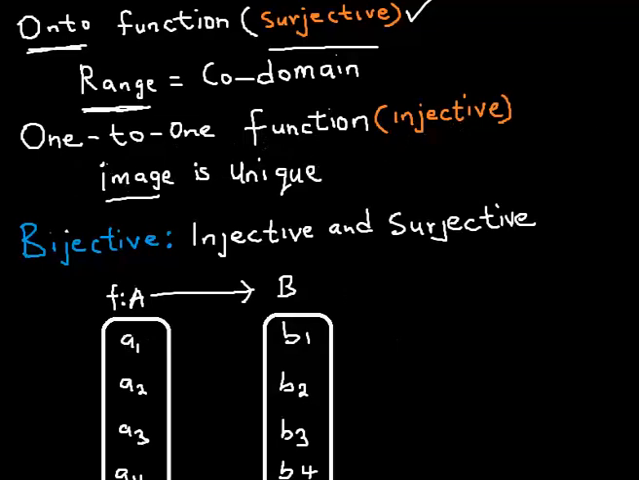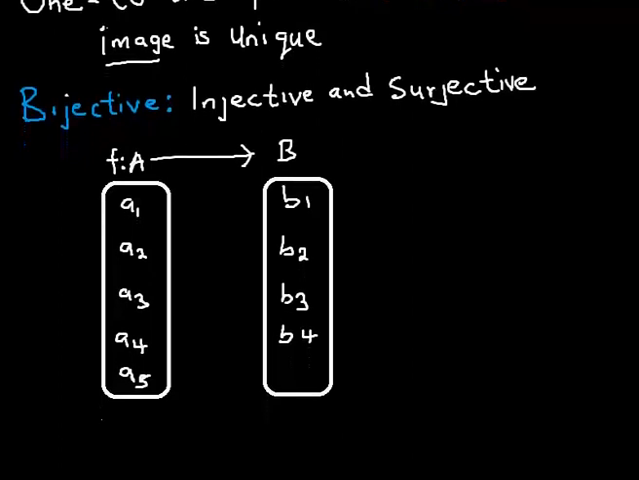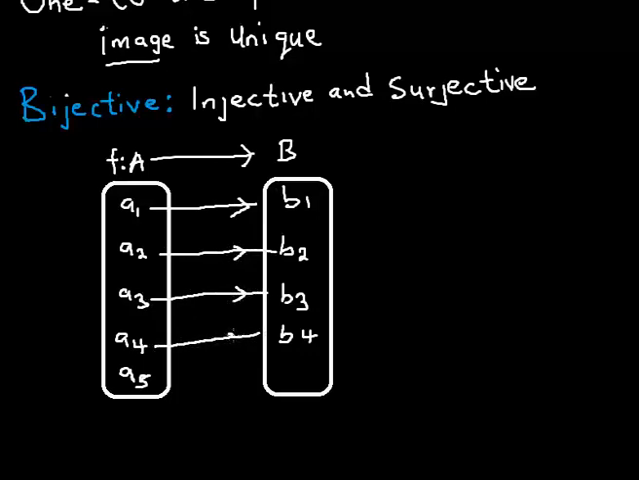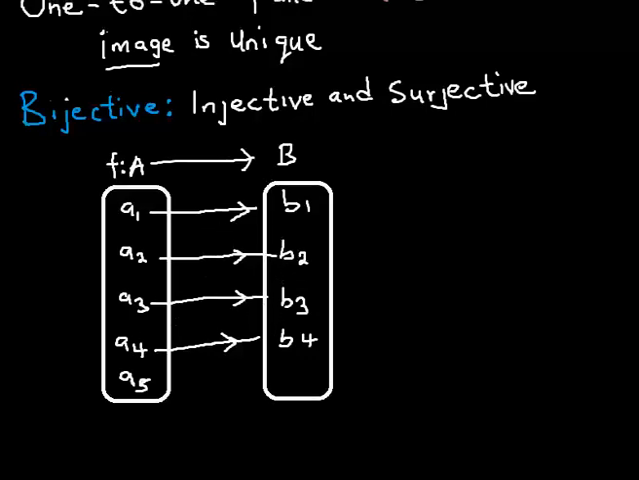Now let me illustrate what I mean by one to one. Invariably, if this function is one to one, let's say I map a1 to b1, and I map a2 to b2. So the mapping is actually one to one. There are no two elements from A that are mapped to a single element in B. All right, so this is one to one.